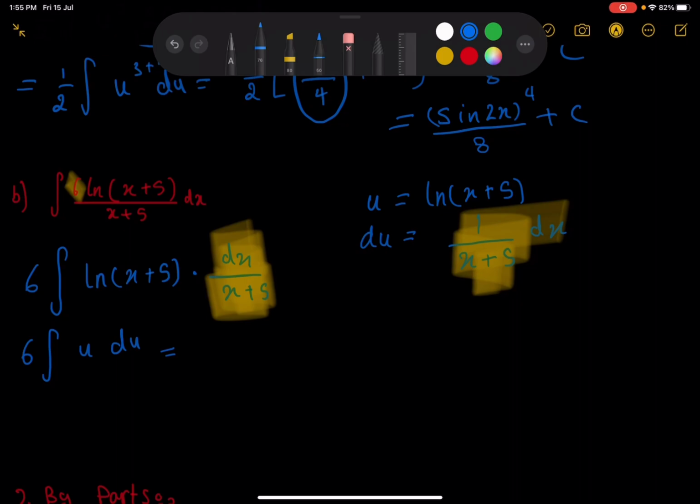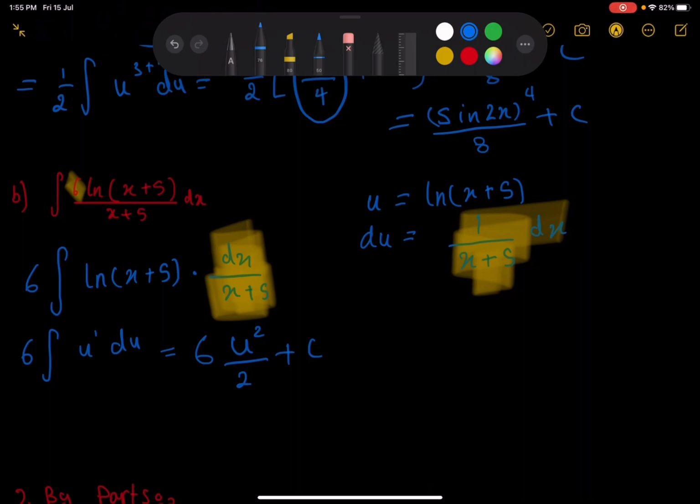And now, as you know, here I'm having power 1. So I'm going to add 1 to this power and divide by 2. So u power 2 over 2 plus c. And don't forget the 6 here. However, also the 6 of u multiplied by c or not, at the end we're just having a constant.